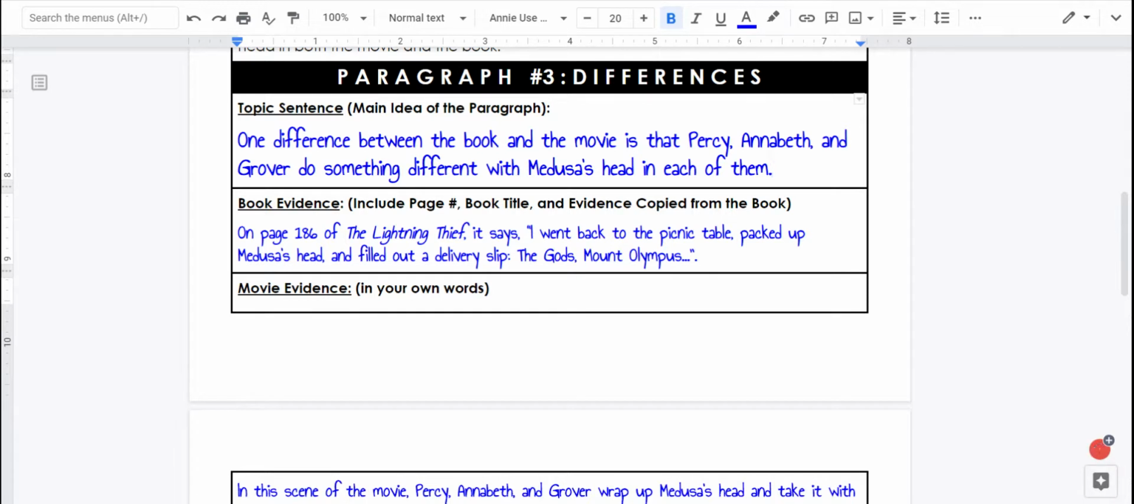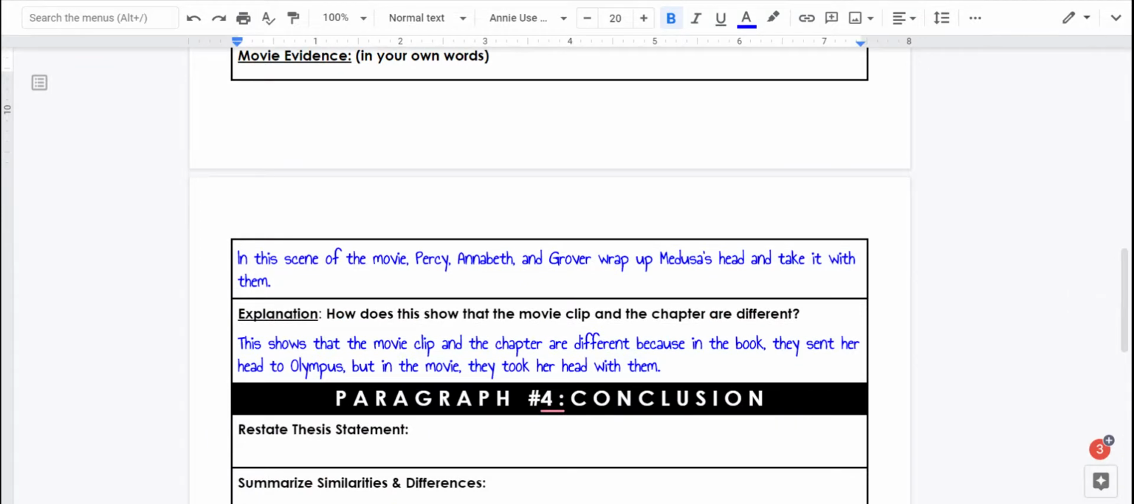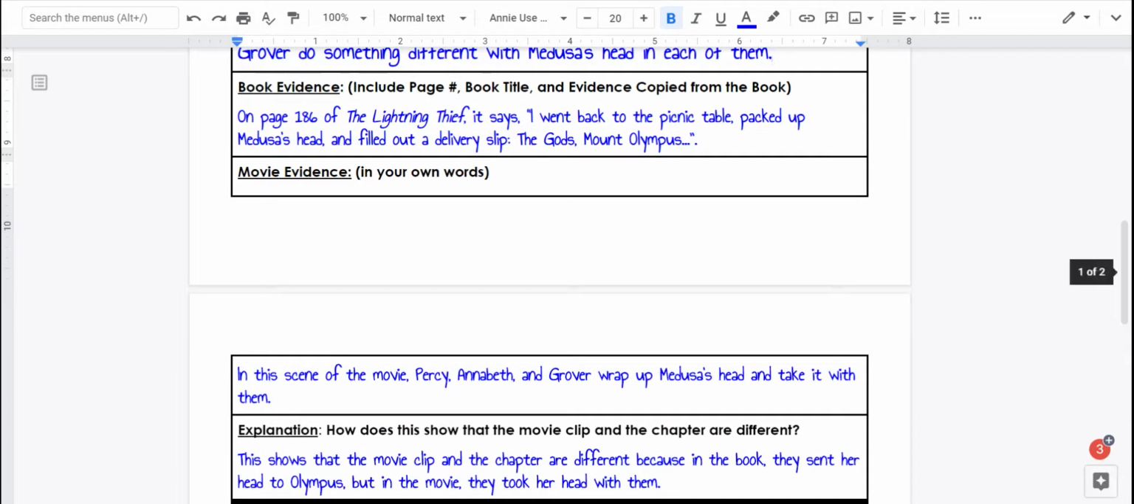So by reading that topic sentence, our reader knows that in the book and in the movie, they are going to do something different with Medusa's head. Remember, you want your topic sentence to be a big general idea. We don't want to go ahead and give our details in that topic sentence, because then our reader doesn't need to keep reading the rest of our paragraph. So we want that topic sentence to be more general, and then our evidence is going to be more specific and show our reader exactly what they did do with Medusa's head. And then our explanation ties it all together.